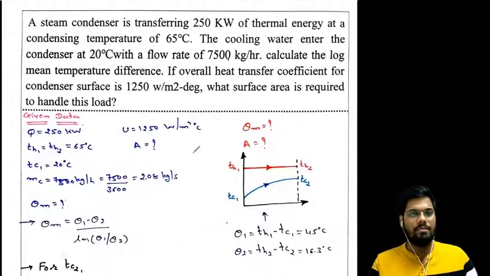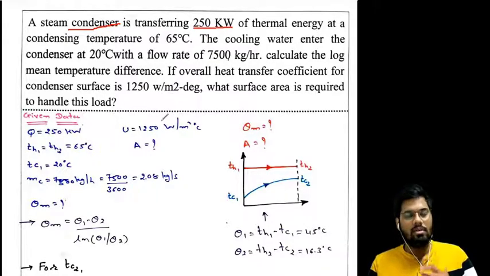So let's start our question number 1. A steam condenser is transferring 250 kilowatt. Remember, whenever you read a word condenser or condensing in the numerical of heat exchanger, it is based on the condenser. So only a single temperature of hot fluid is given, which is our TH1 and TH2.